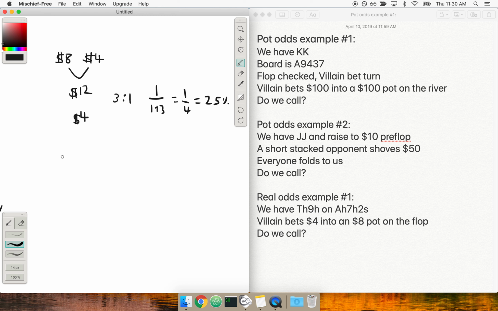So with that, we can use something called the rule of 4 and 2. And this rule says that you take the number of outs, and when you have 2 streets left, we multiply by 4.